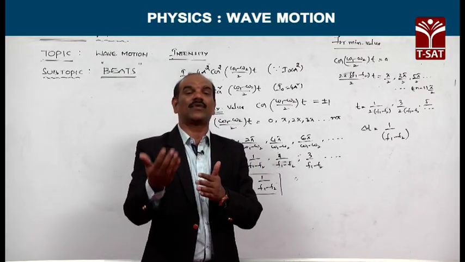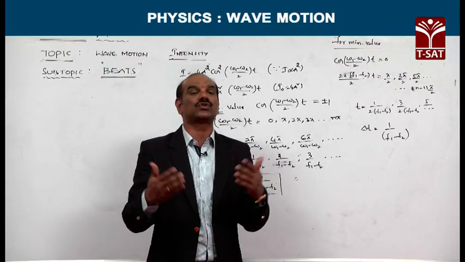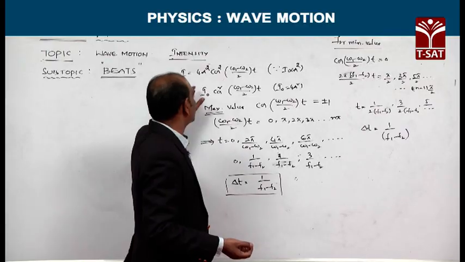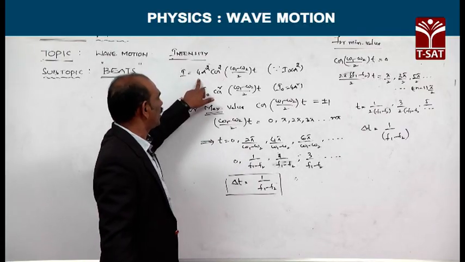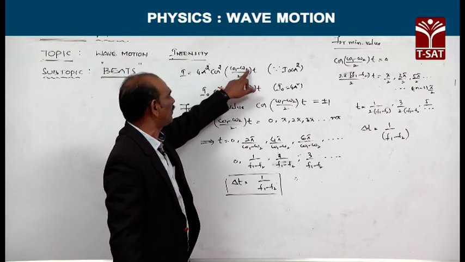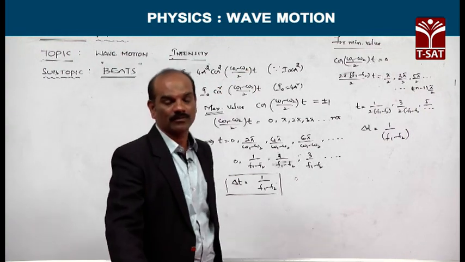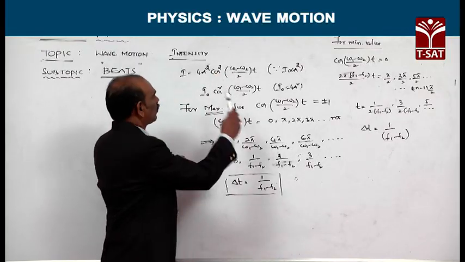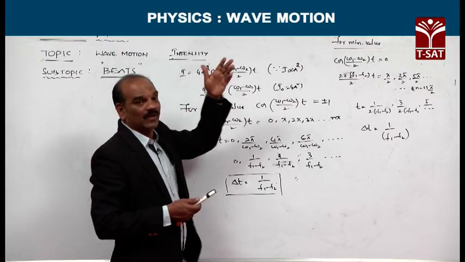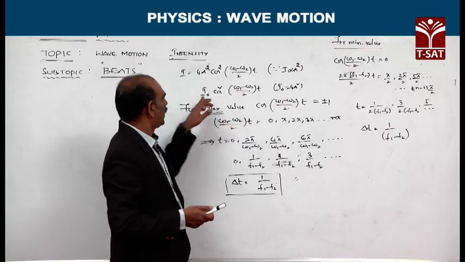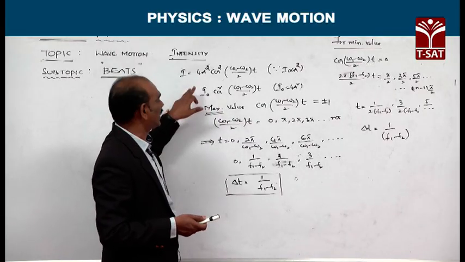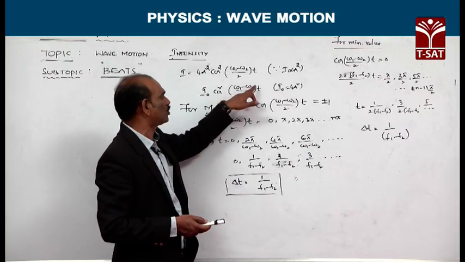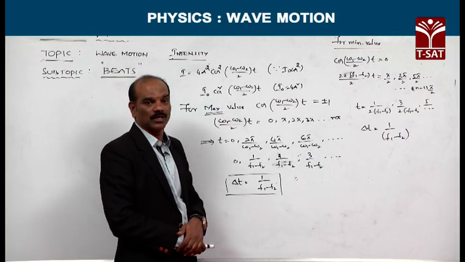Intensity is directly proportional to the square of the amplitude. So by knowing the amplitude, intensity I = 4a^2 cos^2((omega1 - omega2)/2 t). That is for intensity. If you take 4a^2 as I0, this becomes I = I0 cos^2((omega1 - omega2)/2 t).